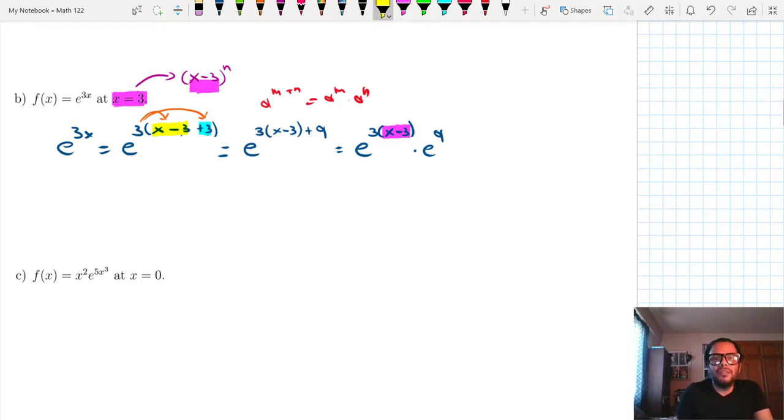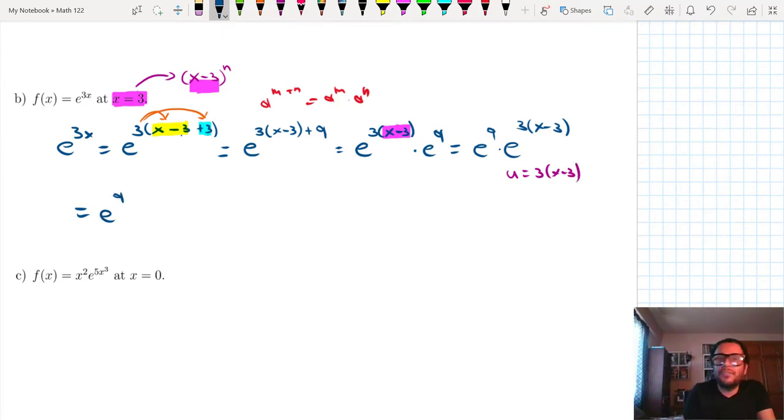What are we going to do with this e to the 9? This will be only a multiple constant, so I'm going to use the commutative property of multiplication to write the e to the 9th first, and then e to the 3 times x minus 3. Okay? Now, I'm going to set u equals 3 times x minus 3. And we're going to have e to the 9th power. That is just a number, a constant. e to the u.